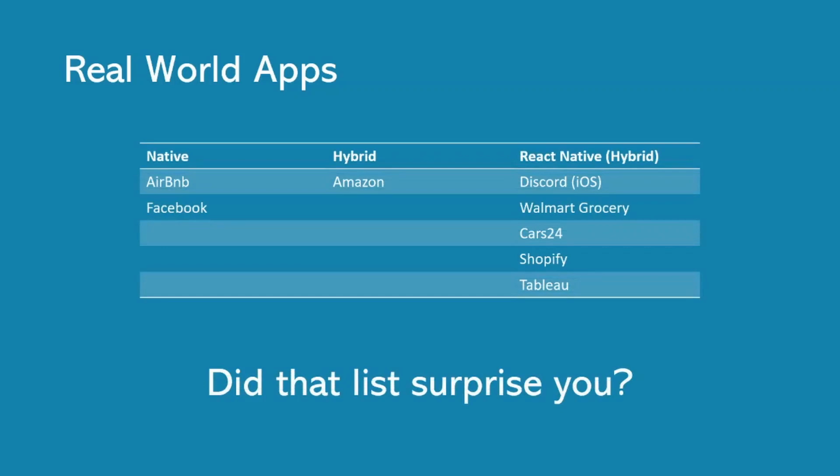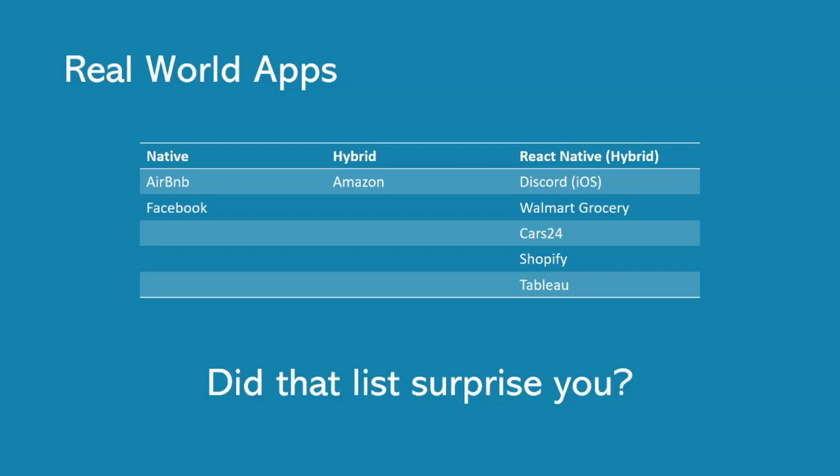Did that list surprise you? Airbnb, Facebook are native apps. Amazon is a hybrid app. And the rest of the apps that you saw or you even tried, like Discord, Walmart Grocery, Cars24, Shopify, Tableau, all of them are React Native apps.